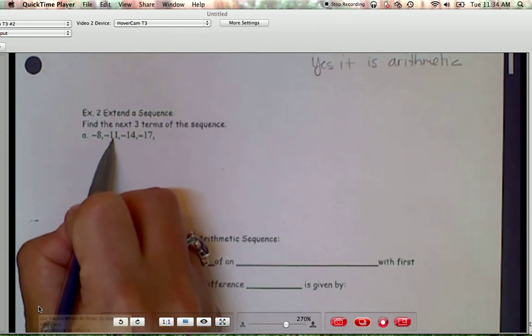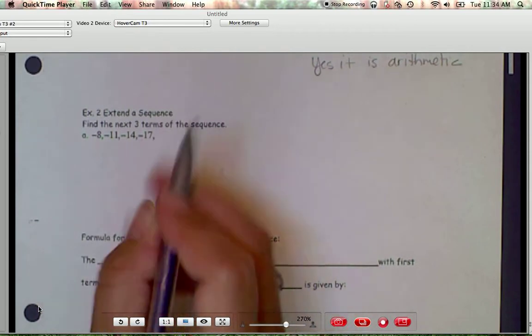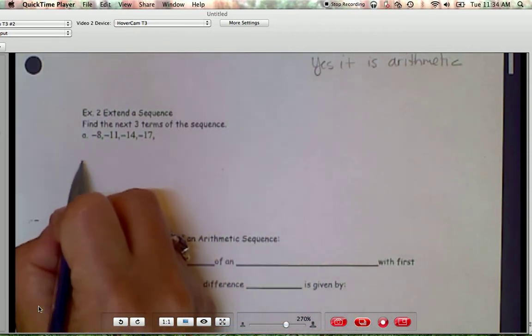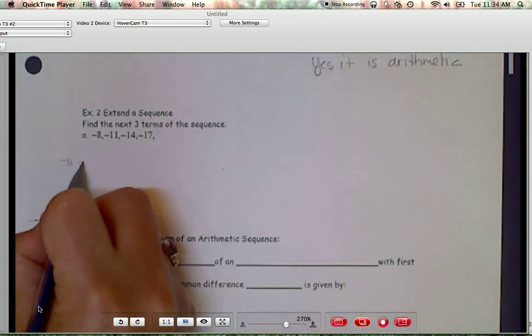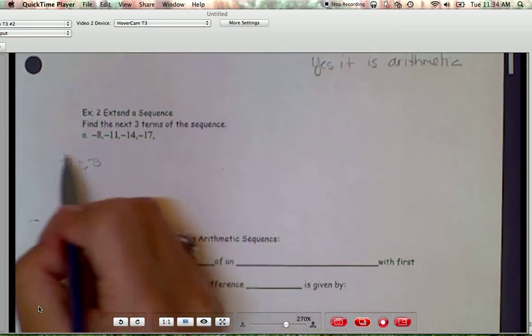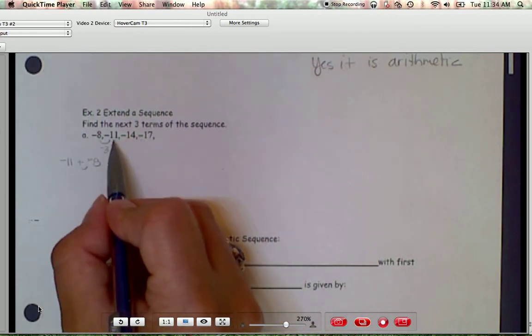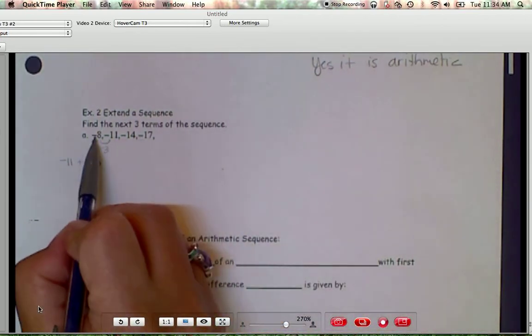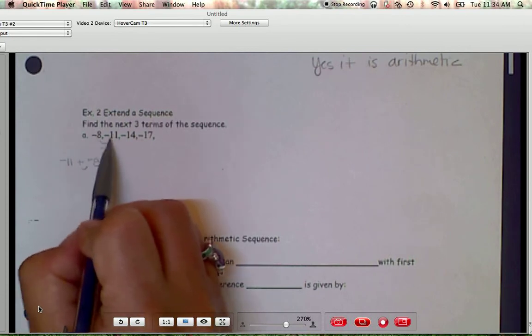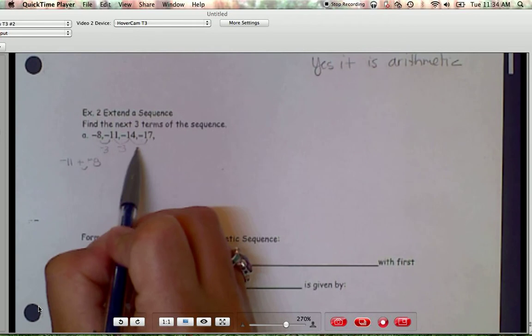So negative 11 minus 8. You have to be careful with this one because they're negatives. So let's write this down. Negative 11 minus a negative 8. You're really adding these. So we get negative 3 between these. Okay? Or you can also ask yourself this. What am I doing to this one to get to here? We're subtracting 3. To get from here to here, we subtract 3.